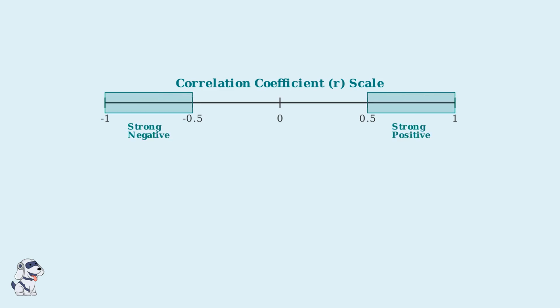Values close to +1 or -1 indicate strong correlations. The closer to these extremes, the stronger the linear relationship. Values close to 0 indicate weak correlations. Let's look at specific guidelines for interpreting correlation strength. These ranges help us categorize relationships as strong, moderate, or weak.